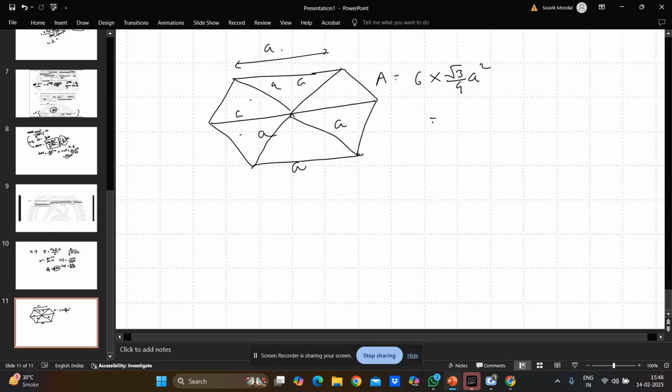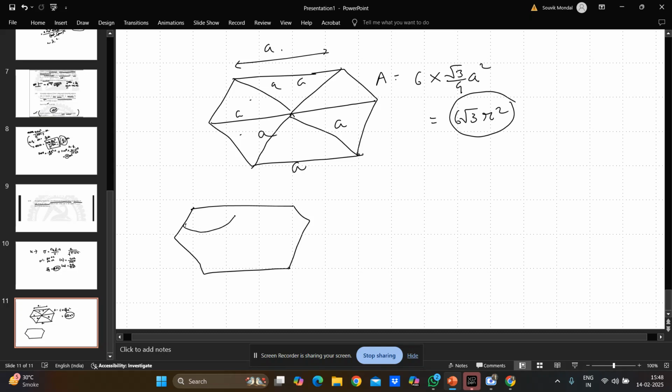And a is already 2r. So it is 6 root 3 r square. So you get the area. Now time to find out the area of the total circles, I mean the atoms, 2D atoms. This is something I am not very good at, the diagram. So this is the configuration: there are six atoms here and one atom at the center. This is the kind of diagram. So what is this angle? This angle is 120 degrees. All these angles are 120 degrees in a hexagon.